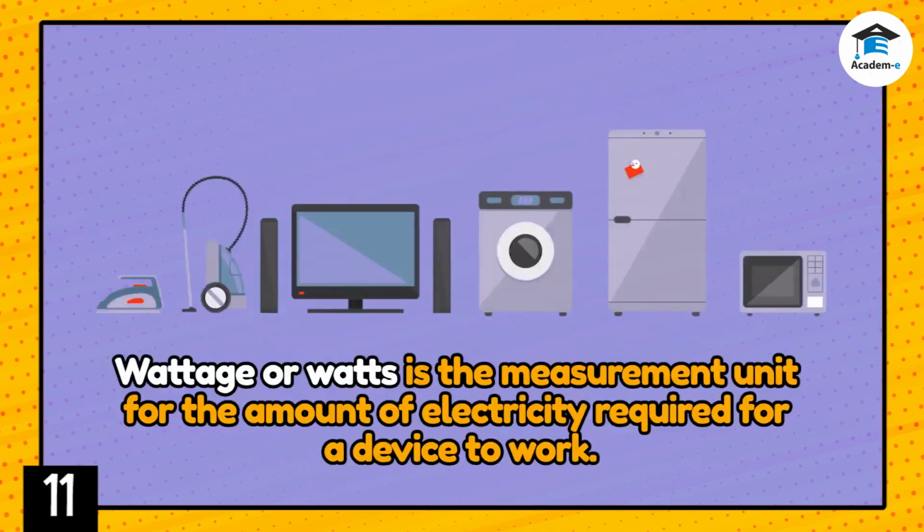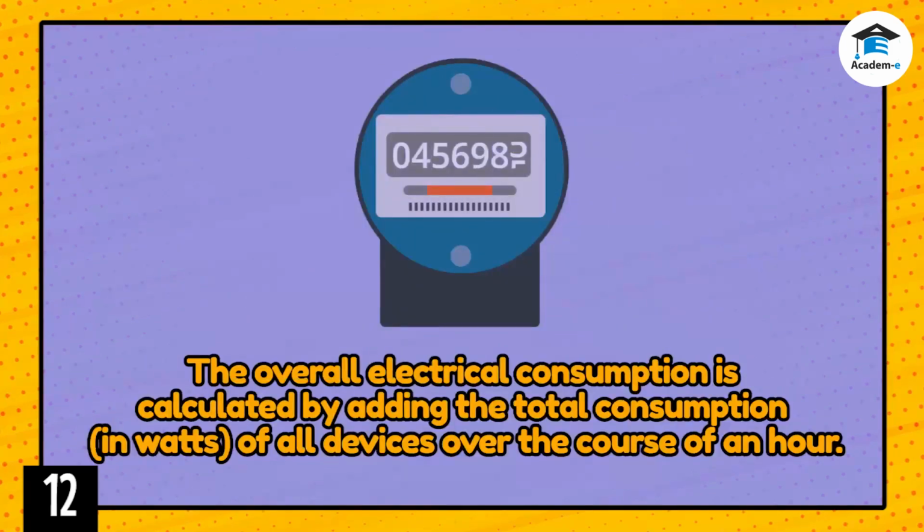Wattage or watts is the measurement unit for the amount of electricity required for a device to work. For example, one television may require 45 watts in order to work. The overall electrical consumption is calculated by adding the total consumption, in watts, of all devices over the course of an hour. As a result, the use of electricity in kilowatt-hour determines electrical consumption. The lower the electrical consumption is, the lesser your electrical bill will be. But the higher electrical consumption is, the higher your electrical bill will become.